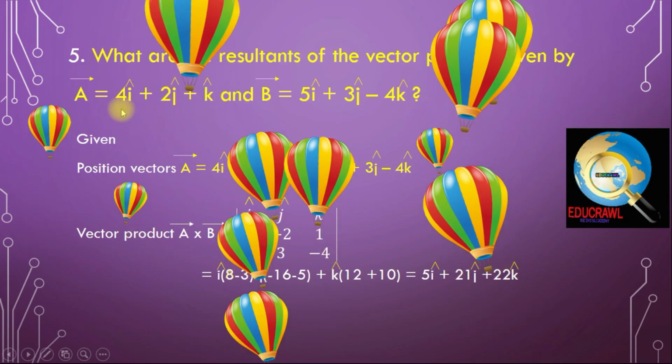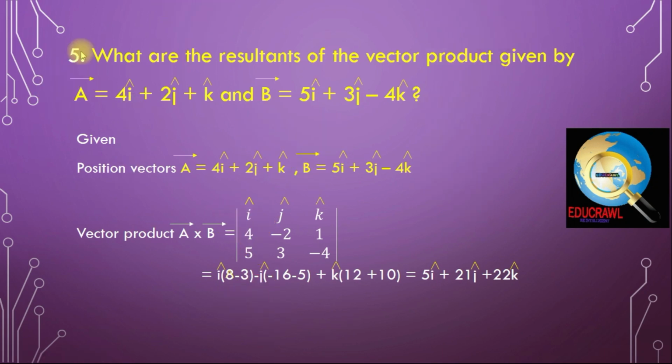The fifth problem. What is the resultant of the vector product, given A vector equal to 4 i cap plus 2 j cap plus k cap and B vector equal to 5 i cap plus 3 j cap minus 4 k cap? We know to find the vector cross product, we have to represent it with the determinant formula. The two lines are called the determinant. So within the two lines, we have to write three rows. The first row will be i cap, j cap and k cap.